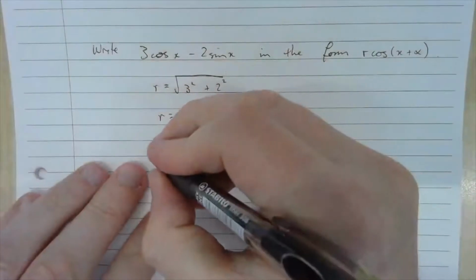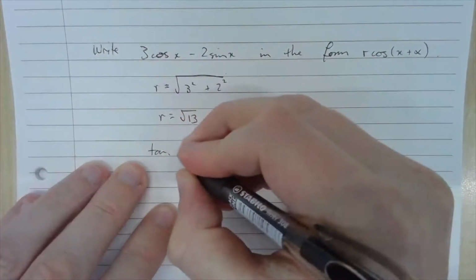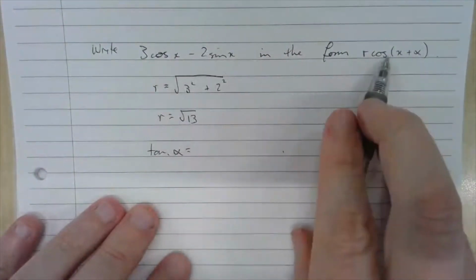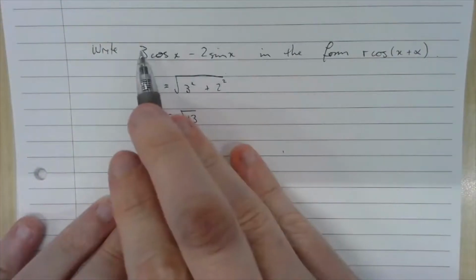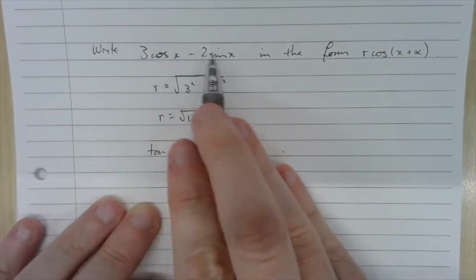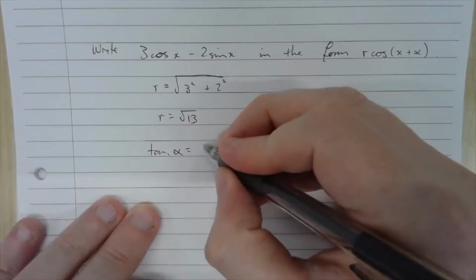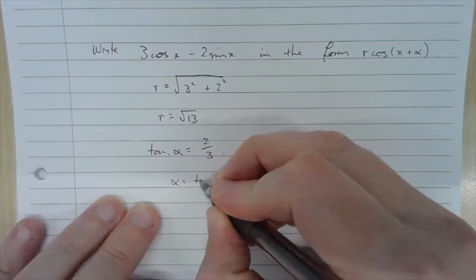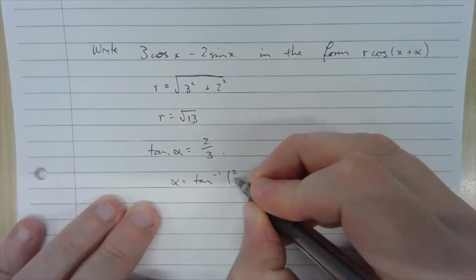Now we need to find alpha. That'll be tan alpha is b over a. Because we're writing it in the form of cos, the coefficient of cos is our a and the coefficient of sine is our b. So it's going to be 2 over 3. So alpha is arctan 2 over 3.